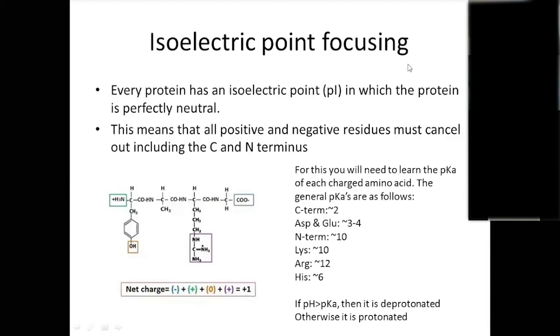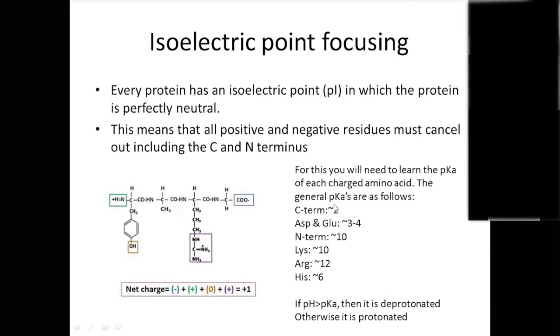So the way you get something to become neutral from this stage is you would have to increase the pH. You'd have to increase the pH so much that the surrounding environment is more basic, or higher pH, than the pKa value of the purple boxed arginine, to make sure that arginine actually gets deprotonated and becomes neutral. Then the positive would become a zero, neutral, and the whole molecule will be neutral. So this is why it's important to learn the pKa's of each charged amino acid.